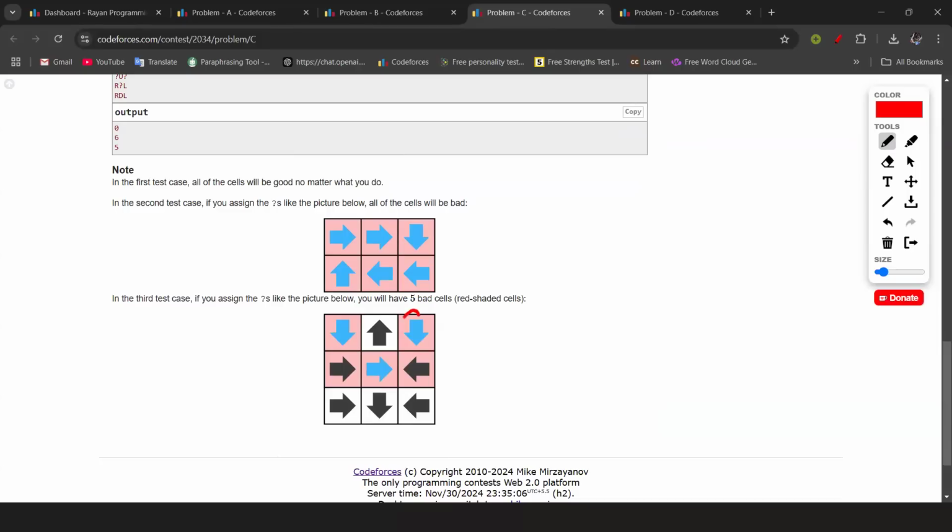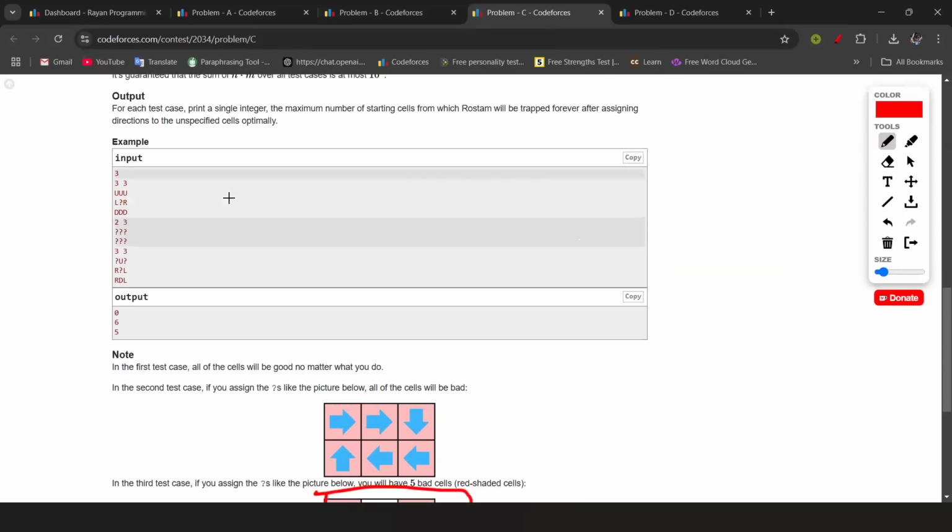Here, if you start from these 5 cells, you would get trapped. But for the remaining cells, if you start from this point, you are free. If you start from this point, you move here and then you come out, you are free. So in this grid, the number of starting points from where you get trapped was 1, 2, 3, 4, 5. Now, you are given as an input some grid, but some of the cells are marked with a question mark.